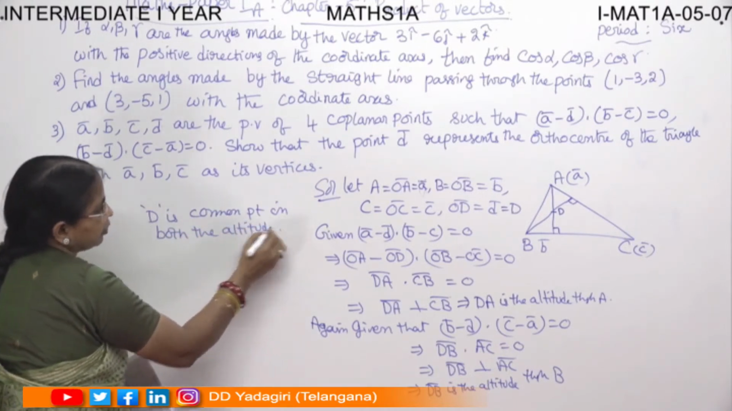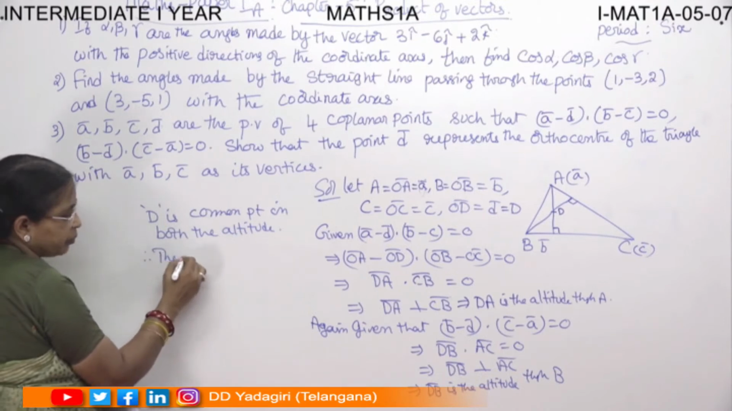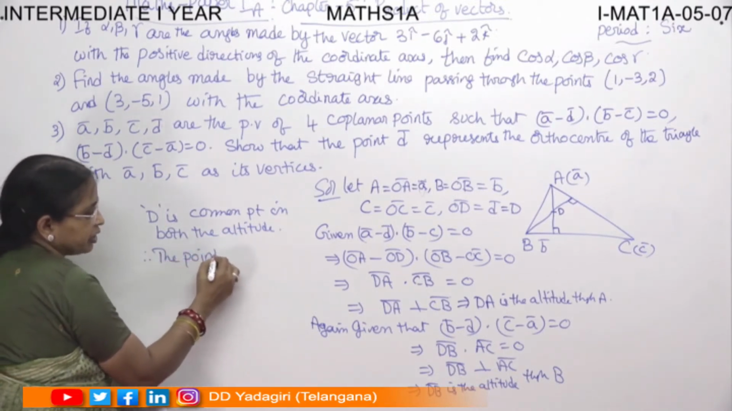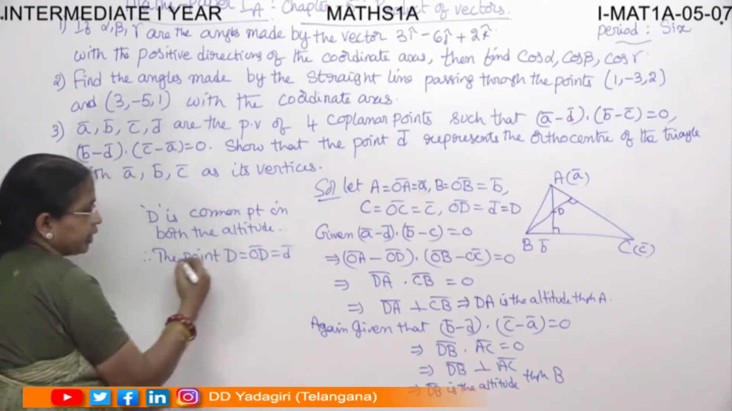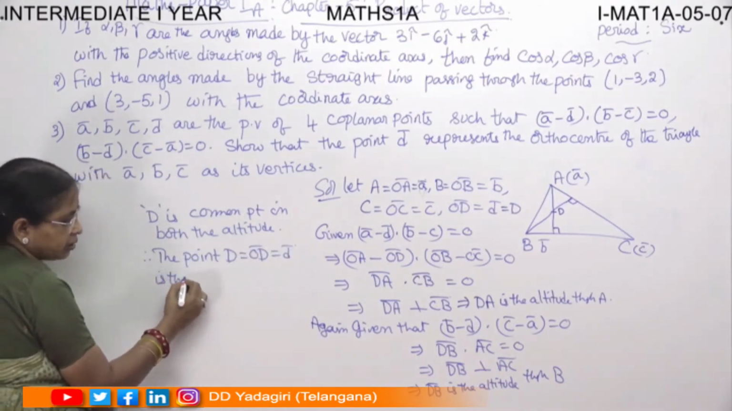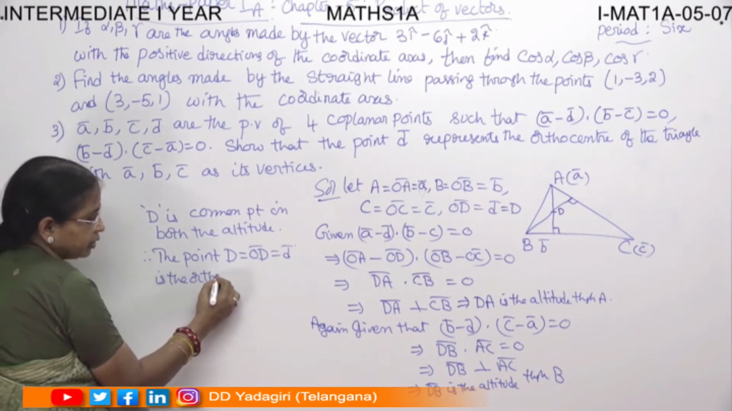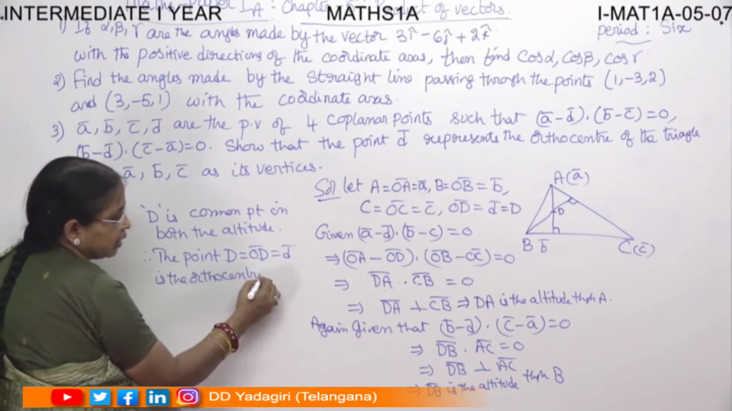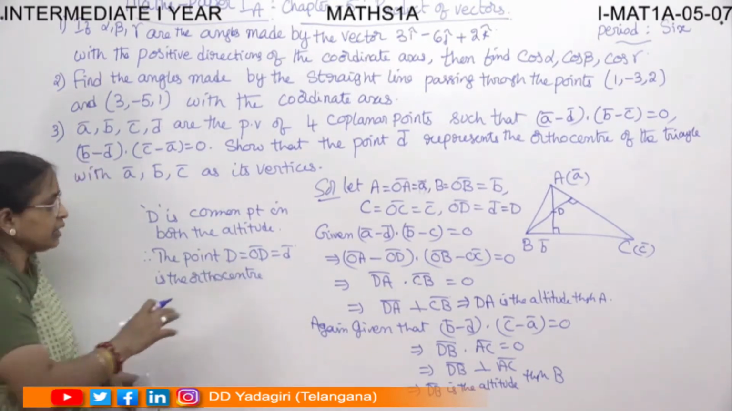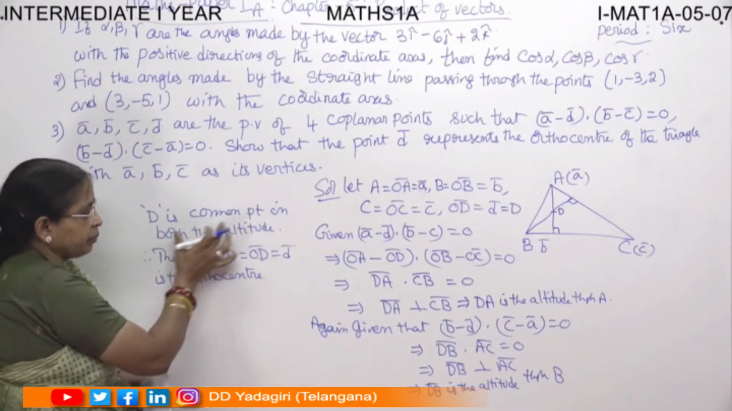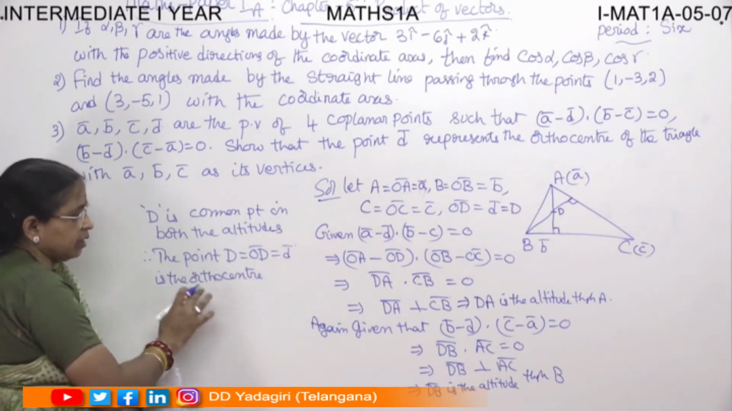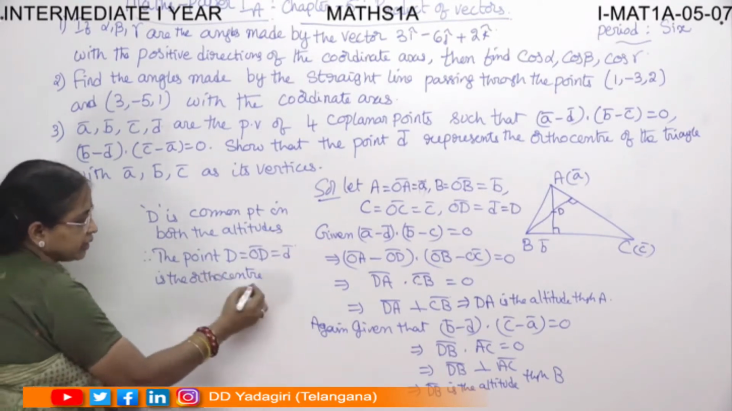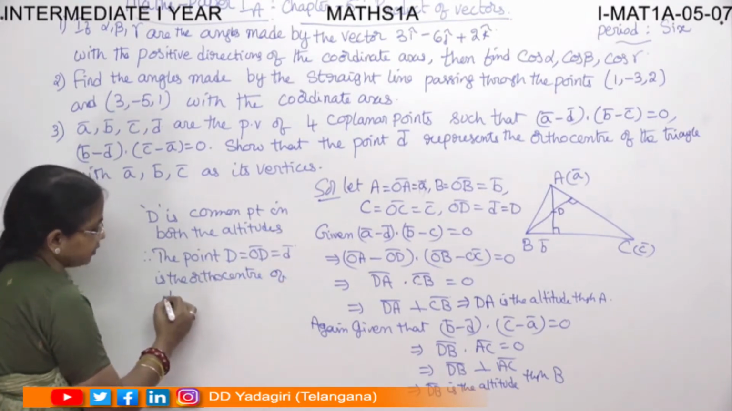So therefore the point D with position vector D, that is OD is equal to D, is the orthocenter, because we know that orthocenter is the point of intersection of altitudes. So D is the common point in both the altitudes. So the point D is the orthocenter of the triangle ABC.